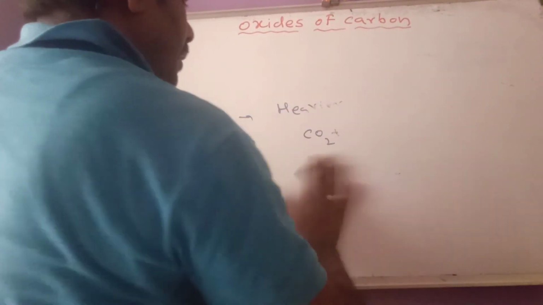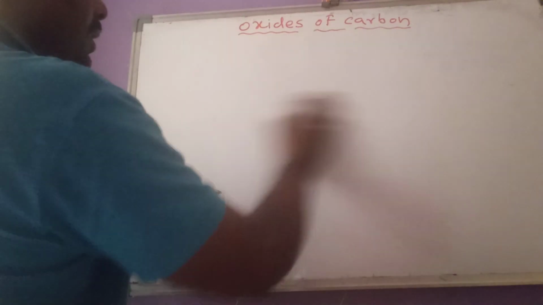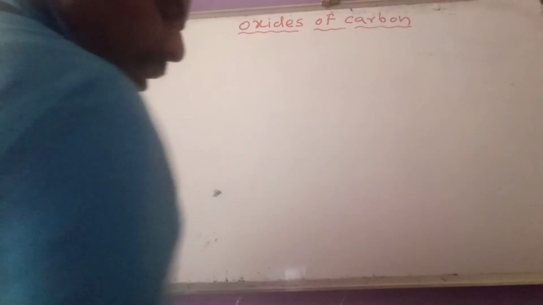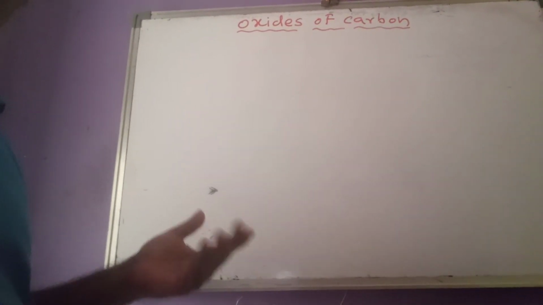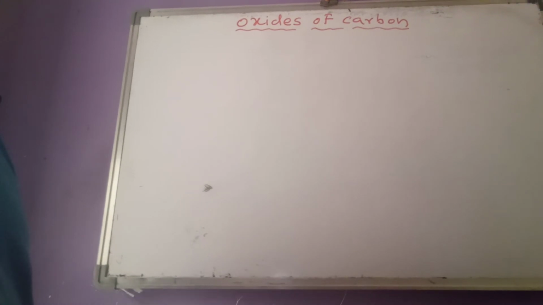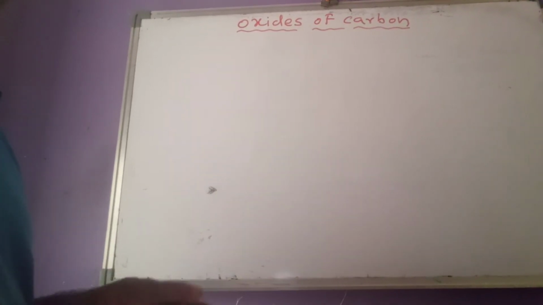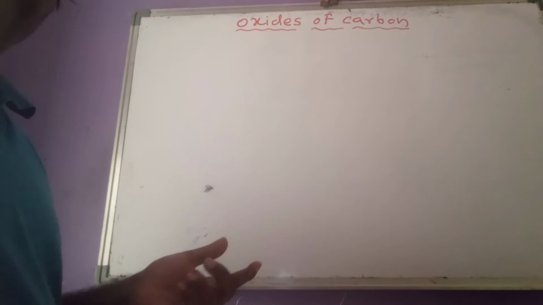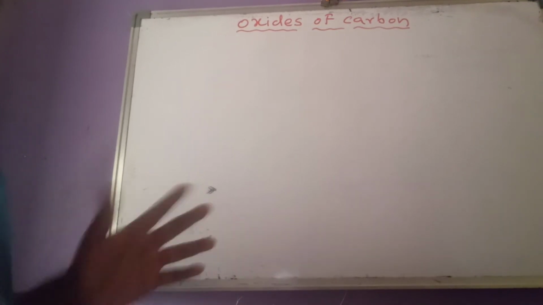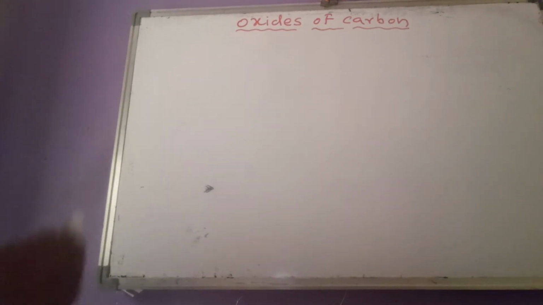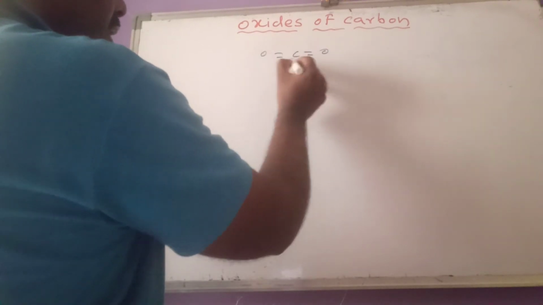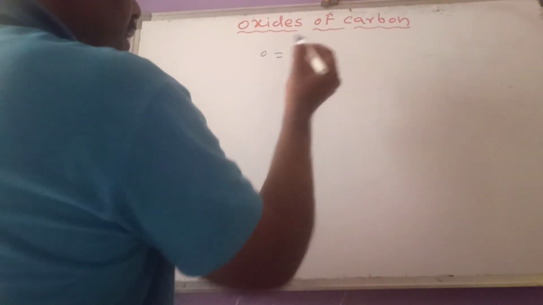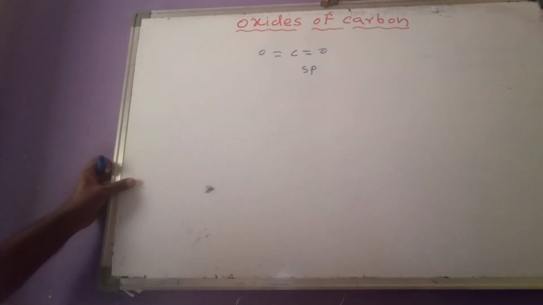These are the properties of carbon dioxide. Another property we can tell: it acts as an oxidizing agent. CO acts as a reducing agent, but CO2 acts as an oxidizing agent. And CO2 has a linear structure. In this, carbon undergoes sp hybridization.